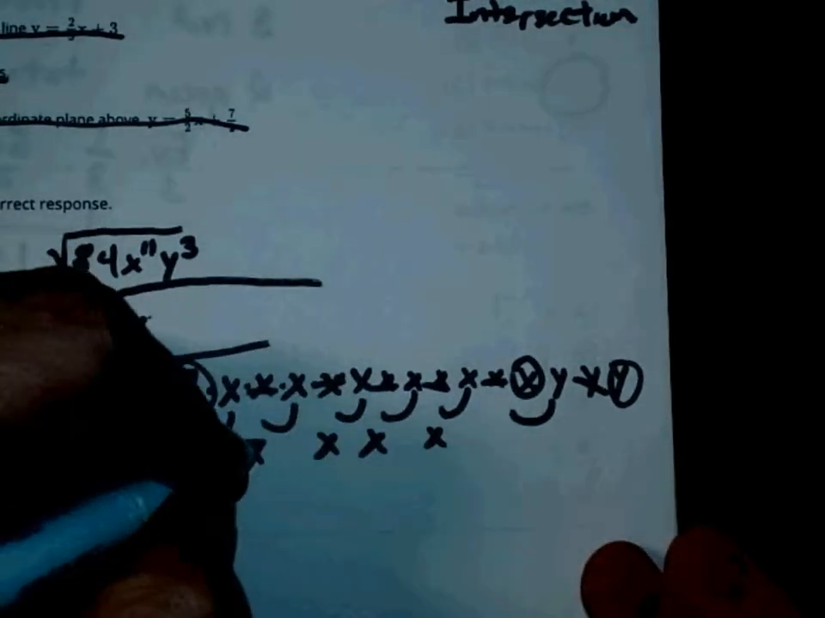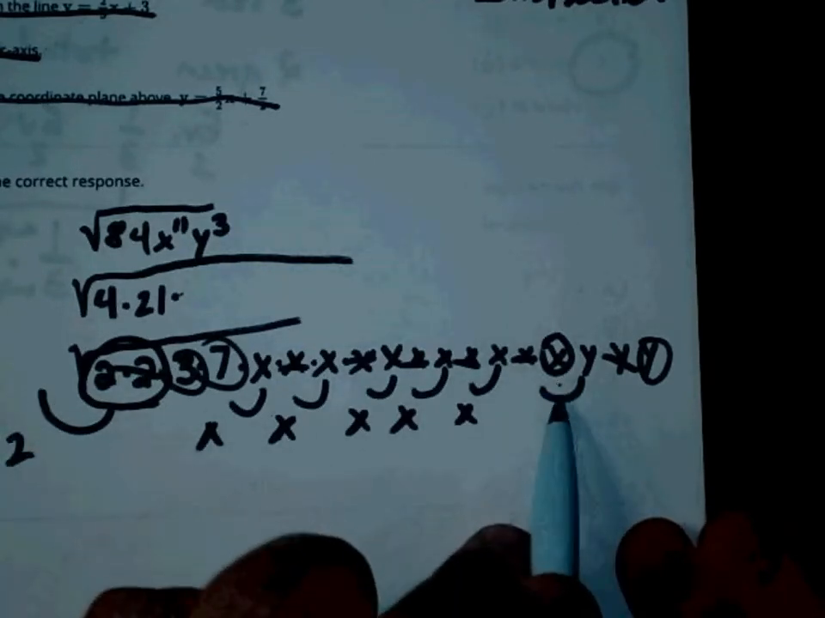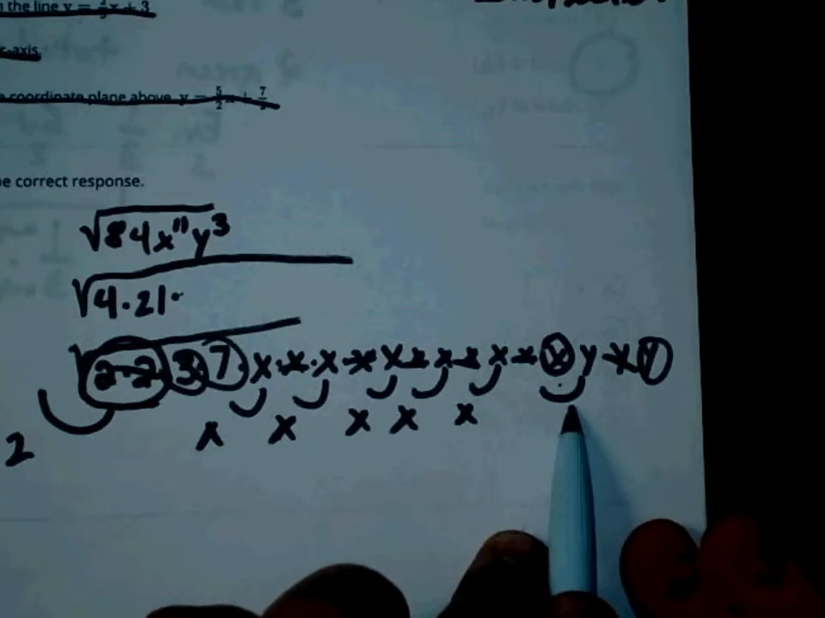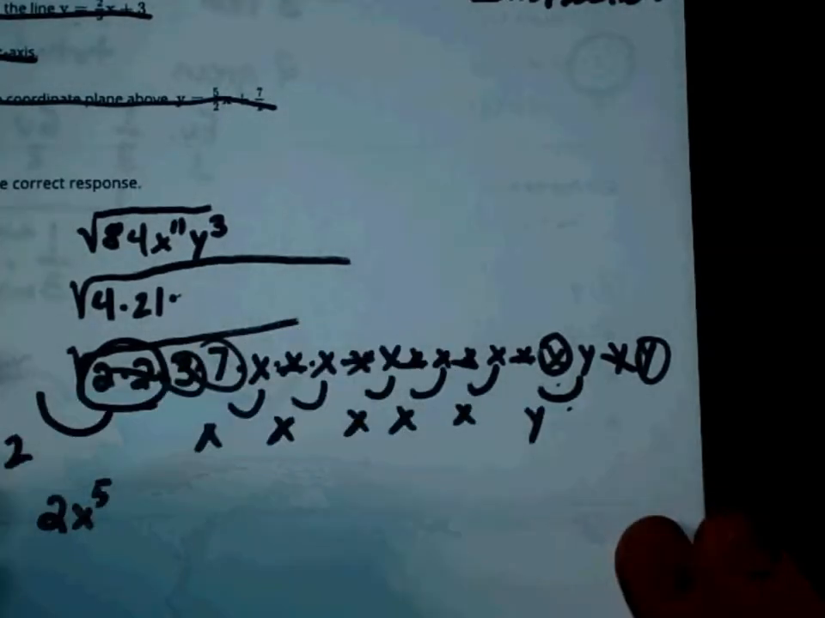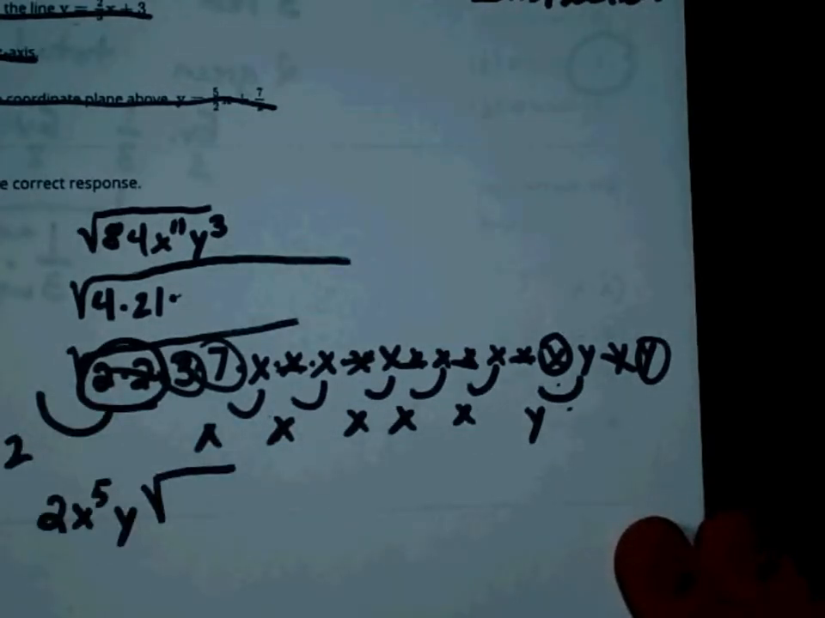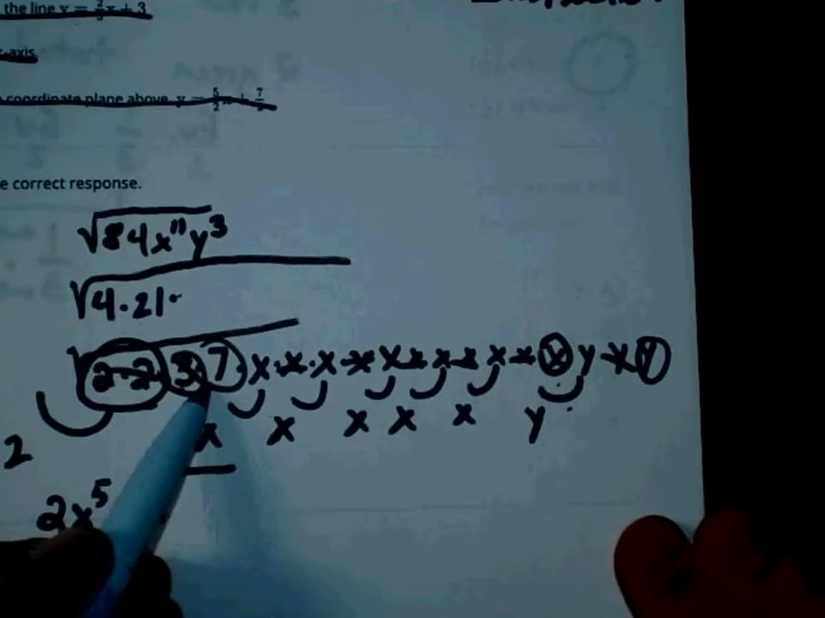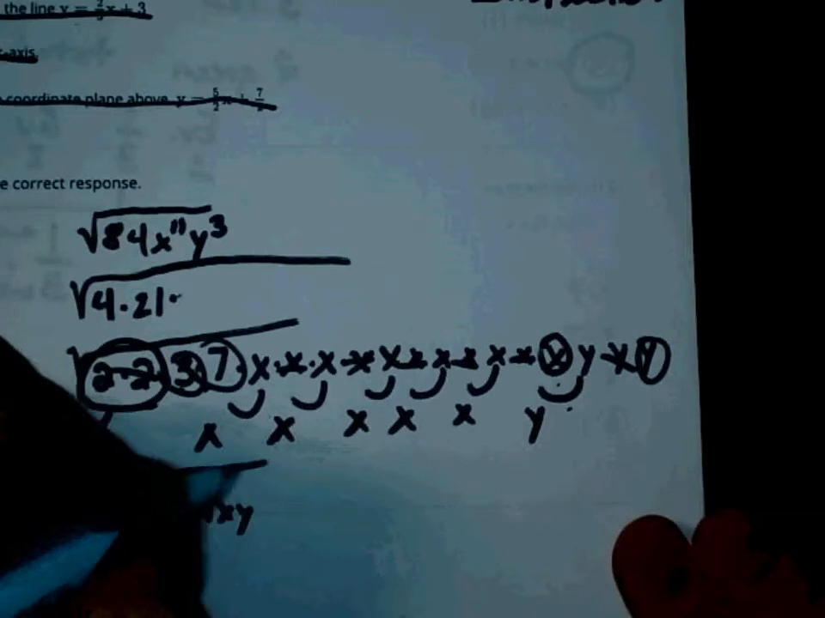How many x's are coming out? There's 6, no, there's 5, because those come out and this one's staying. Since it's an odd number, one is going to stay. So on the outside I have 2 x to the 5th. What about any y's coming out? 1 y comes out. And what's left underneath, staying under the radical? 3 times 7, which is 21, and an x and a y.